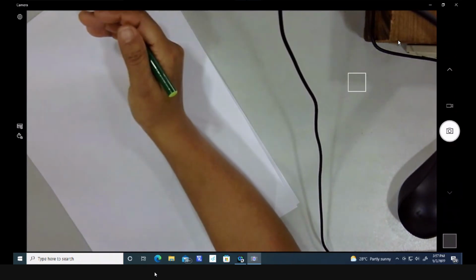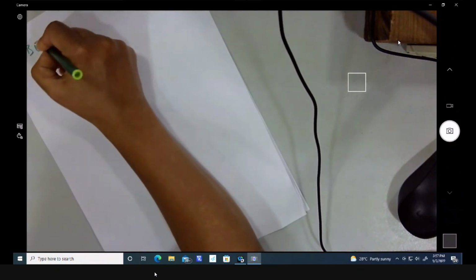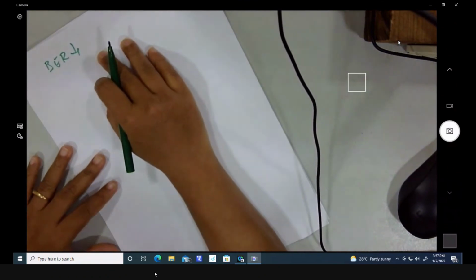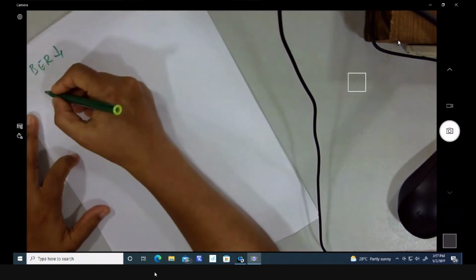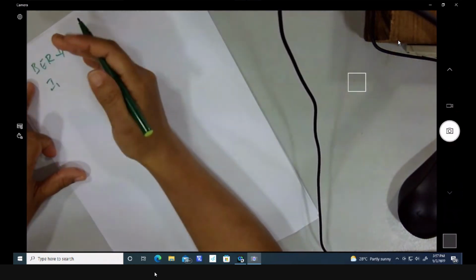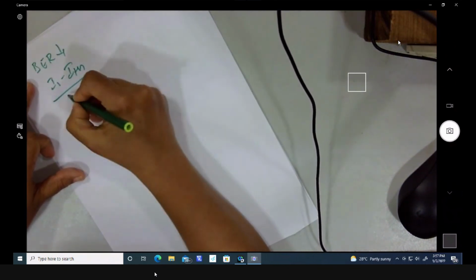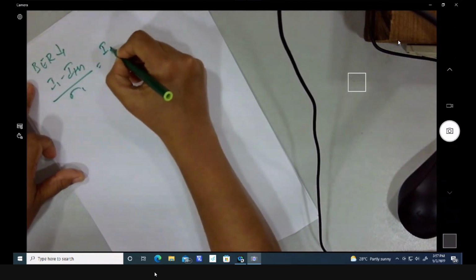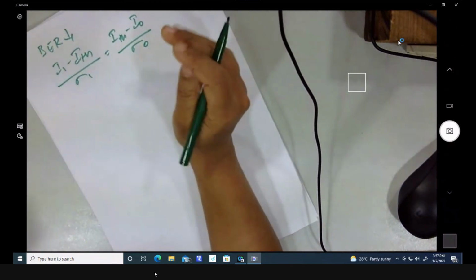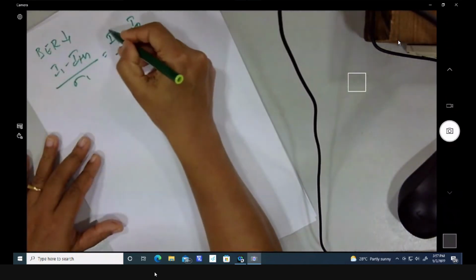So to optimize it, what do we do? Actually, what is our intention? We need to decrease BER as much as possible. To get the minimum BER, we have to select the proper threshold value ITH. To get the optimum ITH, we need to equate I1 minus ITH divided by sigma 1 with ITH minus I naught divided by sigma naught. That means when the bit error areas are equal, we can get the optimum ITH.